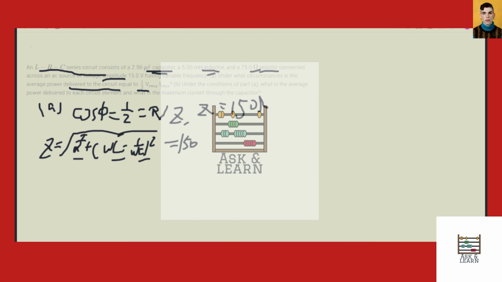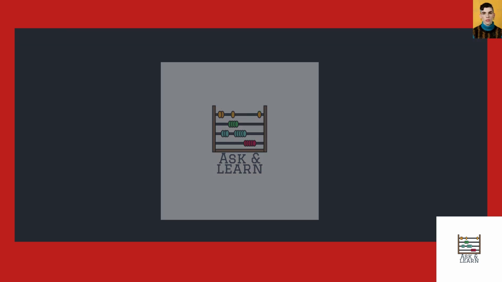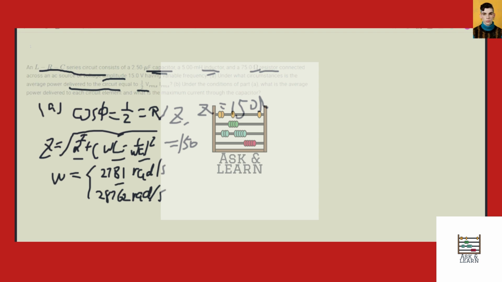The values I found for omega, so there are two possible values. The first one is 2781 rad per second. The second one is 28762 rad per second. So we can see that there are two possible frequencies, a lower one and a higher one. Both of them could reach Z equal to 150 ohms for this problem.